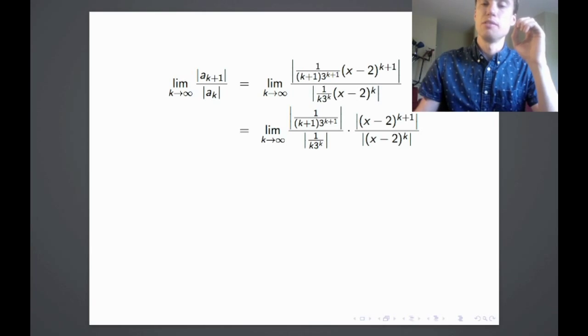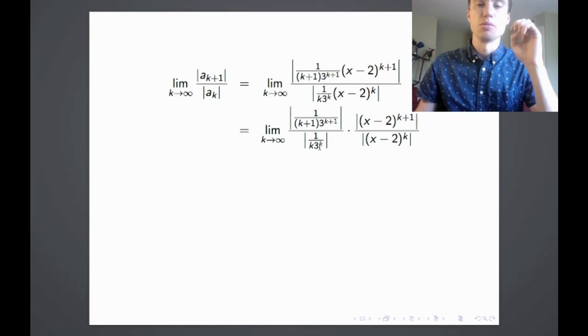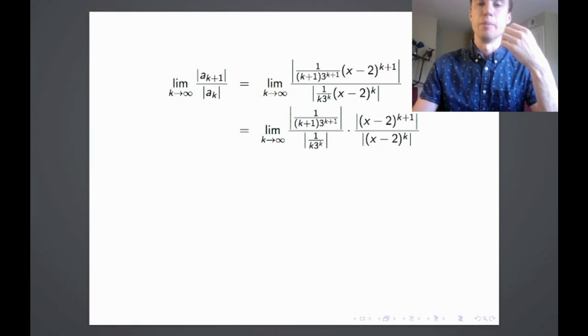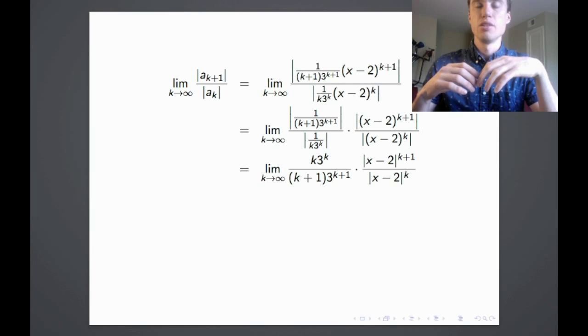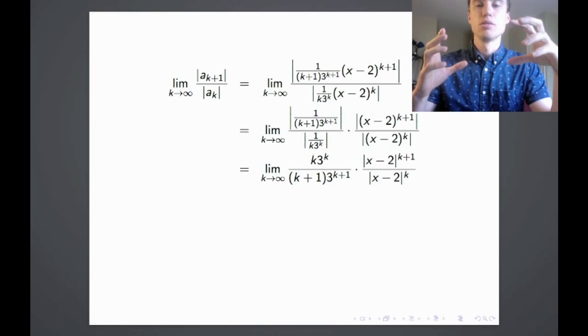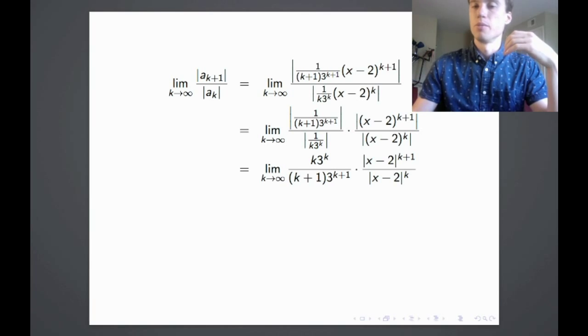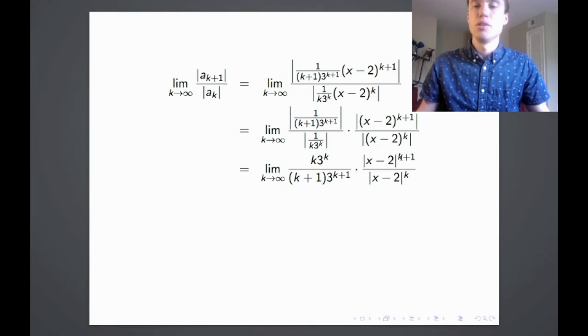Now examine the first terms here: k plus 1, 3 to the k plus 1, k, and 3 to the k. We only consider positive values of k when we take the limit as k goes to infinity. For each of these, if k is positive, then the term itself is positive. K plus 1 is positive, 3 to the k plus 1 is positive, k is positive, and 3 to the k is positive. Hence, we can drop the absolute values on these terms. In the remaining terms, the absolute value of a quantity to a certain integer power is equal to the absolute value raised to that power. So we are left with the absolute value of (x minus 2) to the k plus 1 divided by the absolute value of (x minus 2) to the k.